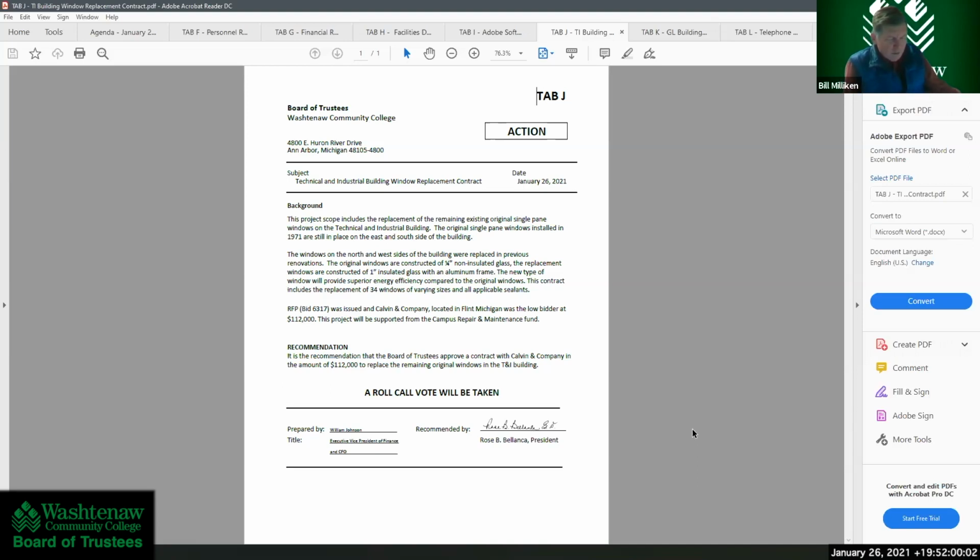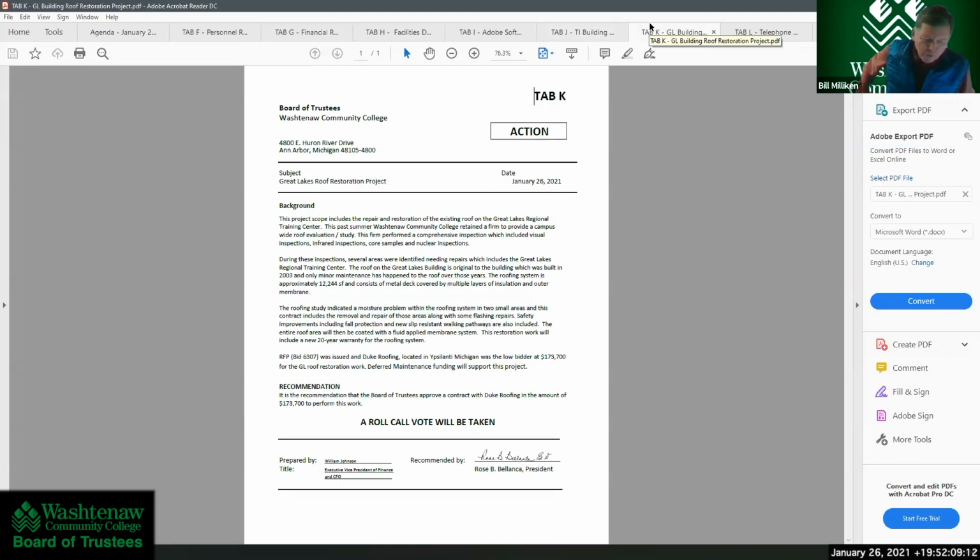Our next item on the agenda, Great Lakes Building Roof Restoration Project. The recommendation is that the Board of Trustees approve a contract with Duke Roofing in the amount of $173,700 to perform this work. Do I hear a motion of support? So moved. Second. We have a motion, we have a second. Is there any discussion? Hearing none, Vanessa, please call the roll.